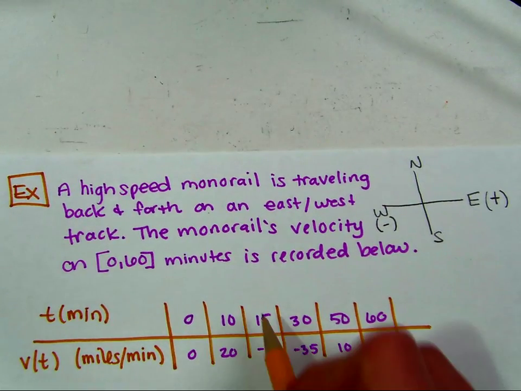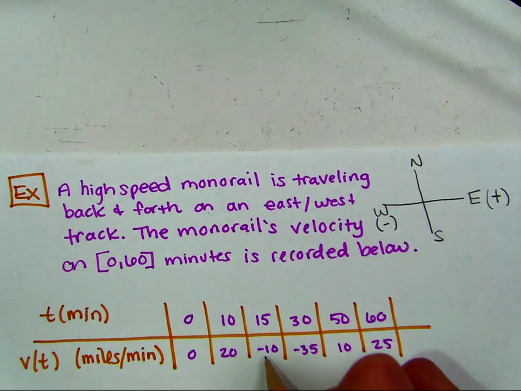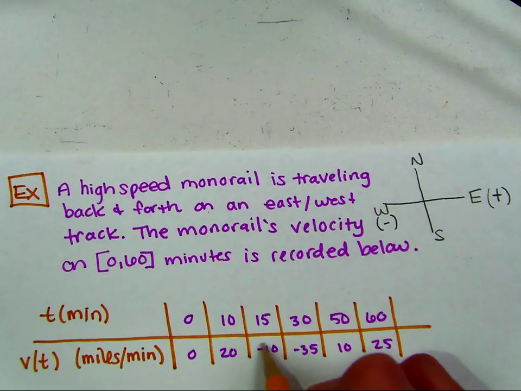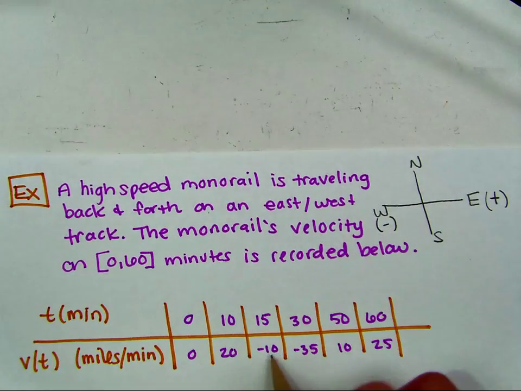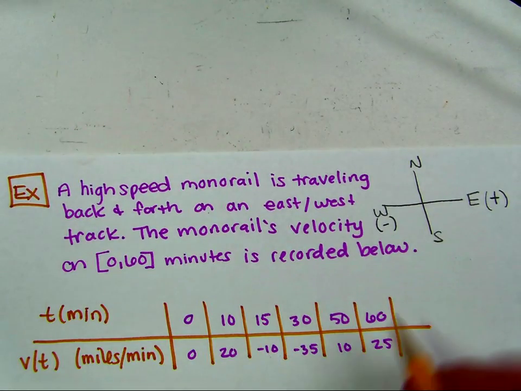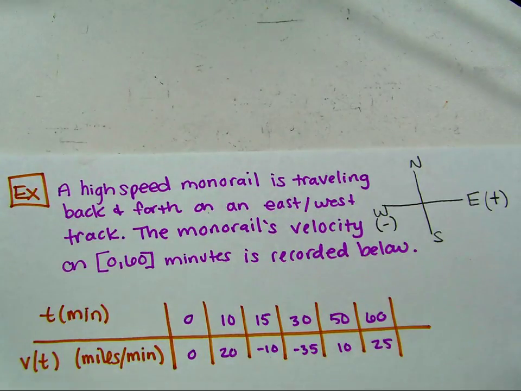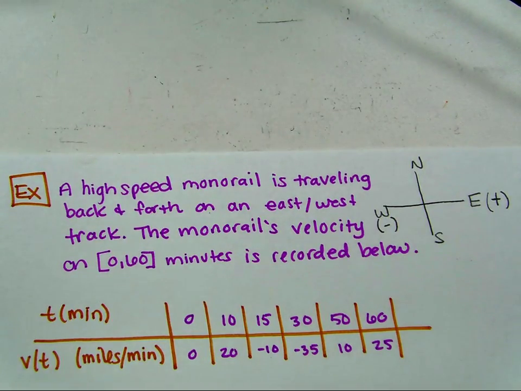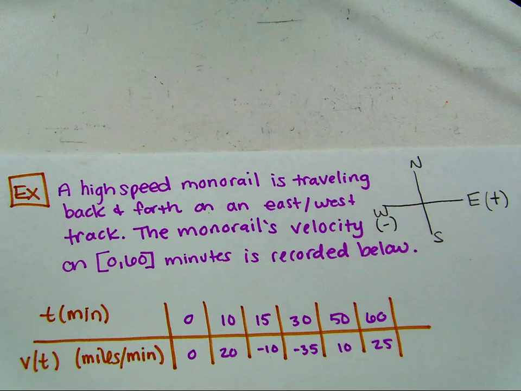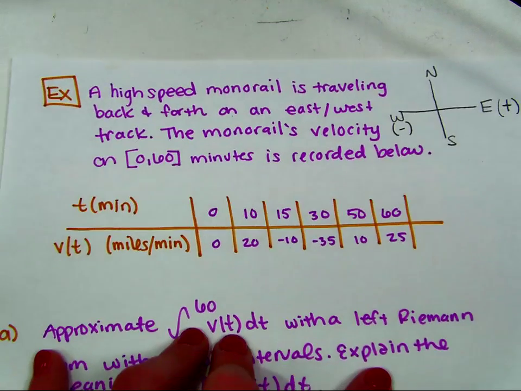So for example, at a time of 15 minutes, the velocity of this monorail is 10 miles per minute, but it's just traveling west since it's negative. All right, at 60 minutes, the monorail is going 25 miles per minute. That's its velocity, but since it's positive, we know that it's traveling east. So those negatives and positives give you a hint on what direction the train is traveling.